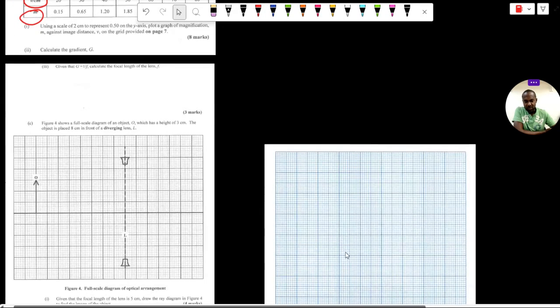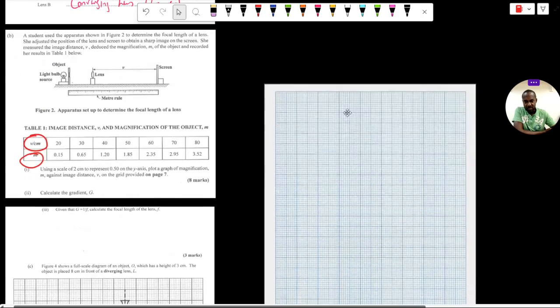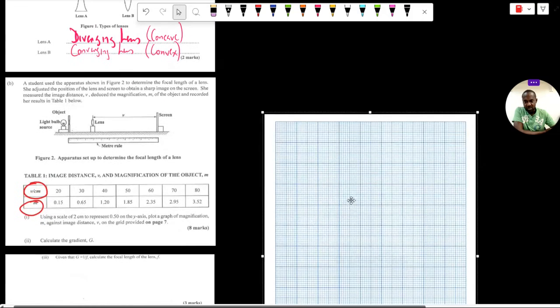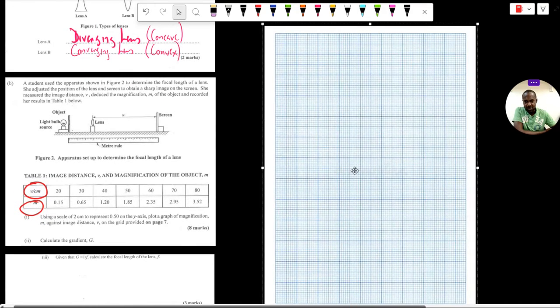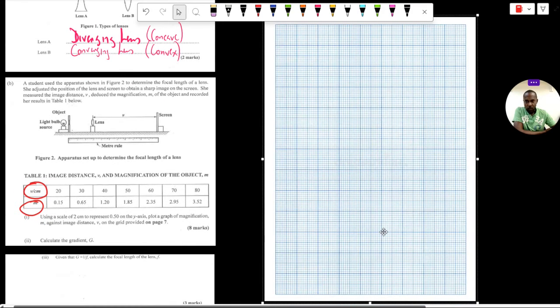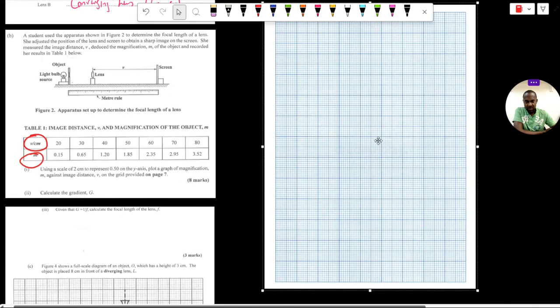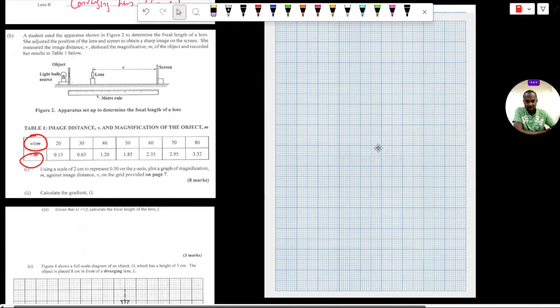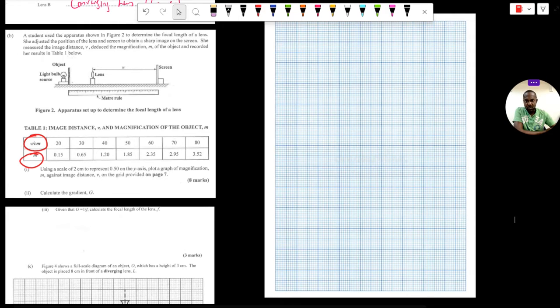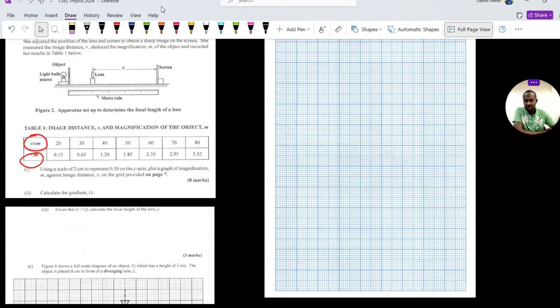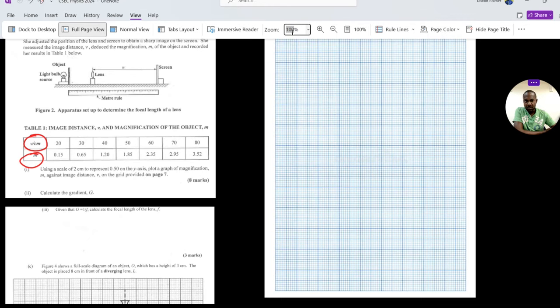All right, so let's pull up our graph paper and we'll proceed to plotting our graph, right? All right, so let's see, do I have enough space there? A bit less space. Yeah, that should be enough space. Let me just zoom out a little bit. 90%, 90%.